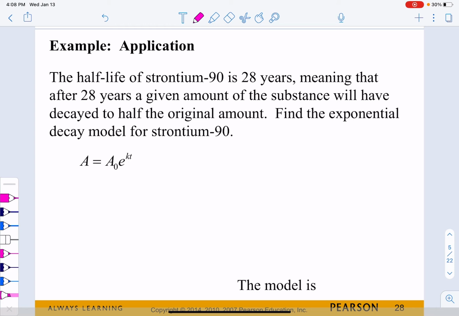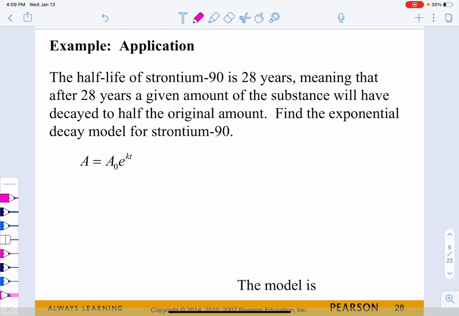It wants us to find the exponential decay model for strontium-90, or however you say it. If you want to look it up, Siri could probably tell you better than I can. Not a word that I use on an everyday basis. So obviously a chemical element, you could probably find it on your periodic table of elements. Maybe you've heard of it before.